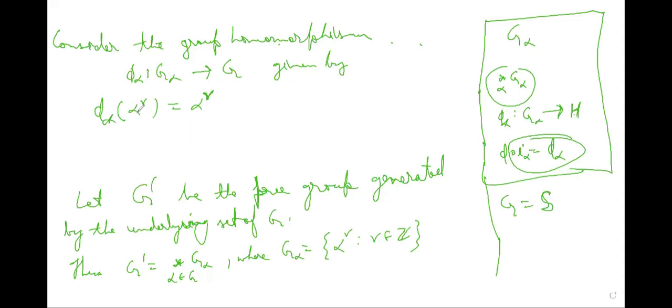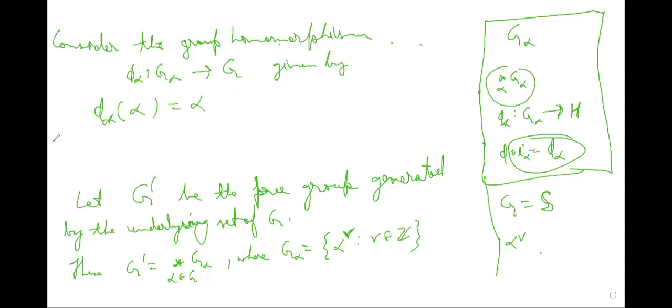So you should notice the difference. Here this alpha to the power R is just a notation, just a symbol. But alpha to the power R in G is just multiplying alpha R times, because G is a group. So of course alpha to the power R will go to alpha to the power R. If we define it like this, then this will give a homomorphism from G alpha to G.